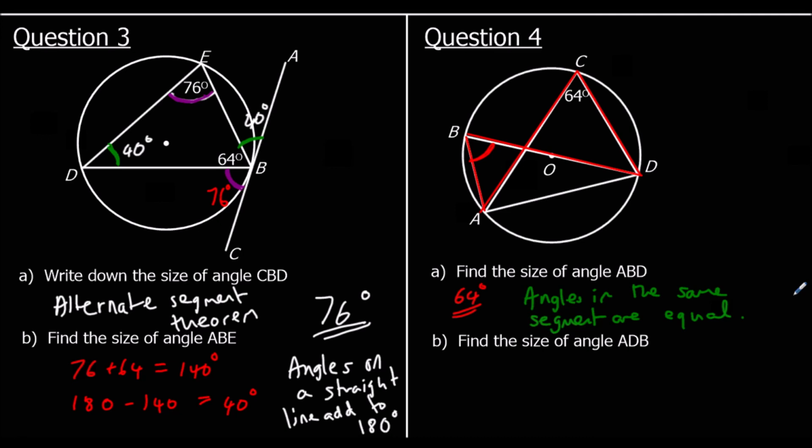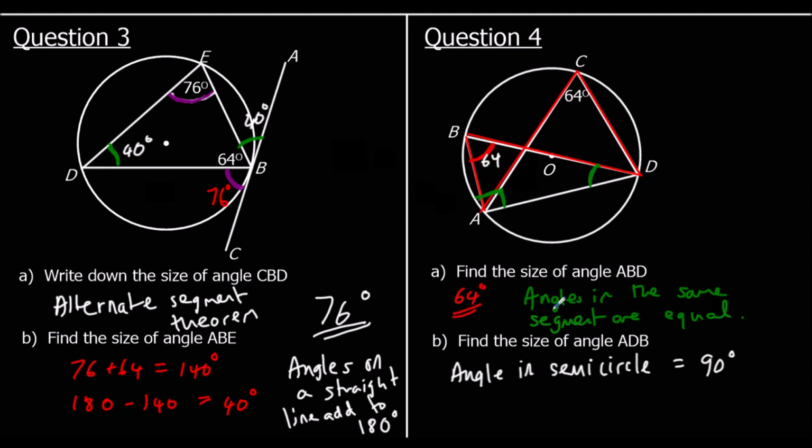Part B, find the size of angle ADB. So where's ADB? ADB, so this one here. And we've got an angle in a semicircle here. So BOD is the diameter. So BAD is an angle in a semicircle. So that's 90 degrees. So angle in semicircle is 90 degrees.